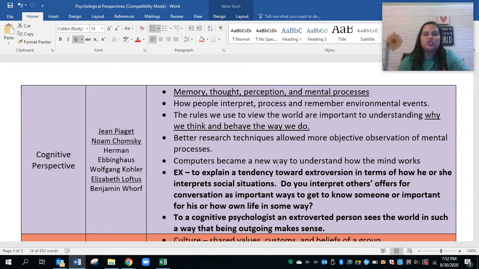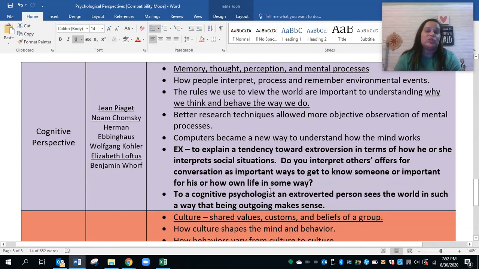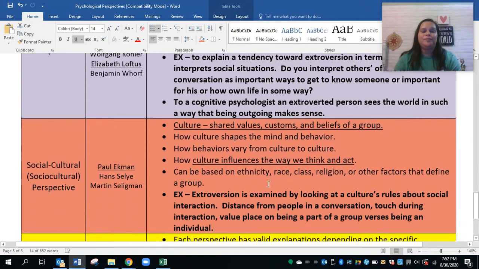It's really just trying to understand what our mental process is in coming up with the decisions about our behavior. If we're trying to explain extroversion or introversion, a lot of it might be about how they interpret a social situation. Do you interpret others' offers for conversation as important ways to get to know someone, or important for his or her own life in some way? So basically, do they interpret it as valuable or not?